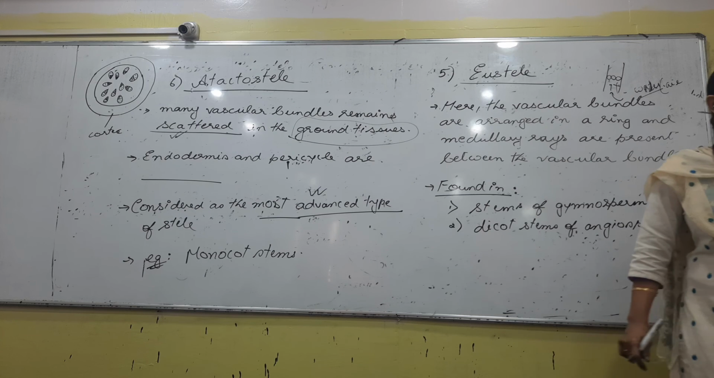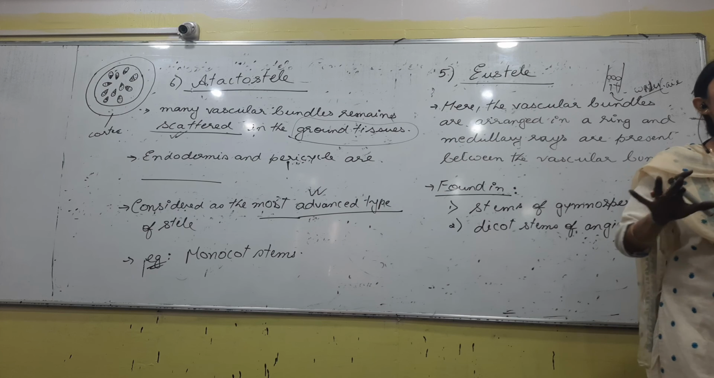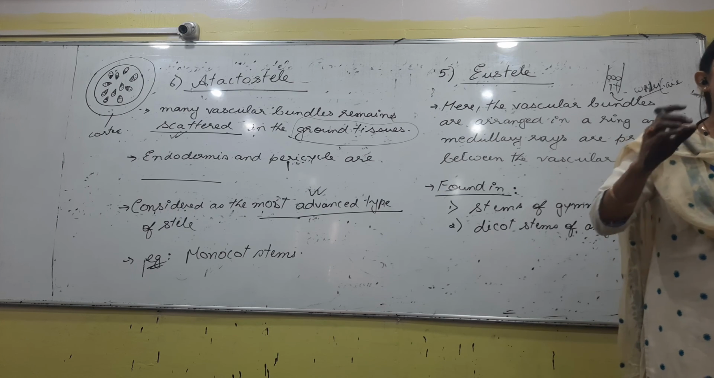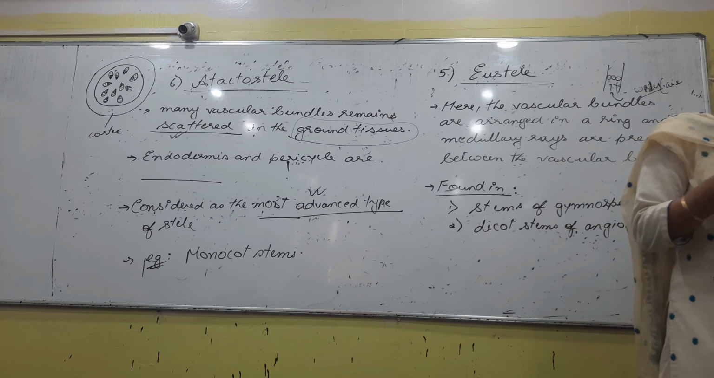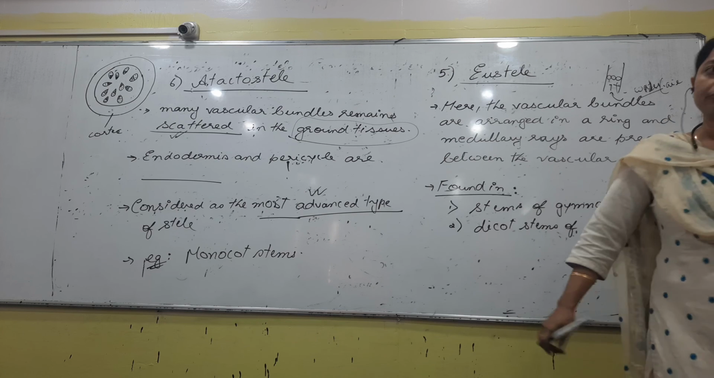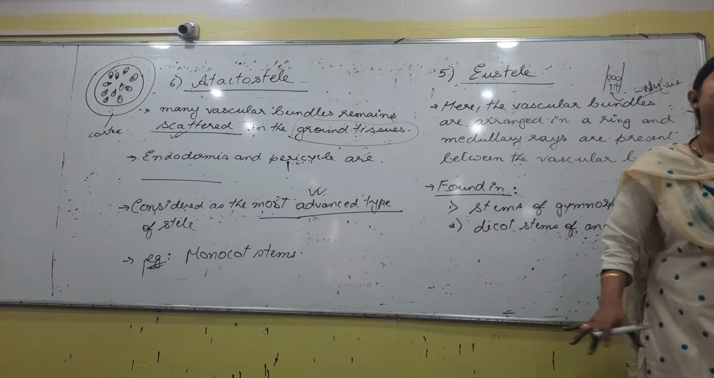Suppose if I ask you, where will you find the xylem and phloem? What would be the answer? Below the pericycle. Yes or no? Normal case up till starting from pteridophytes up till dicot stem, where will you find the vascular bundles? You will find them below the pericycle, right? In case of monocots, you cannot be finding them below the pericycle.